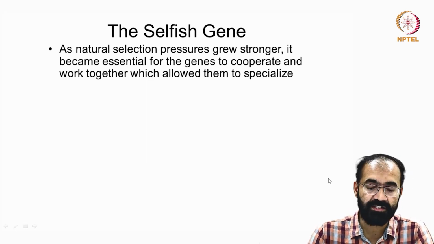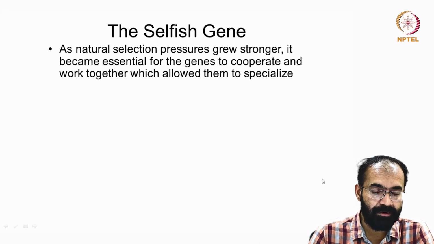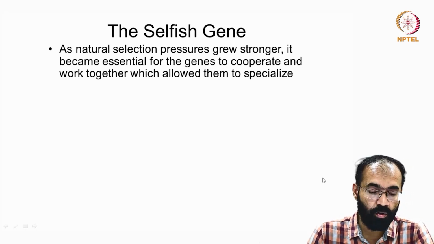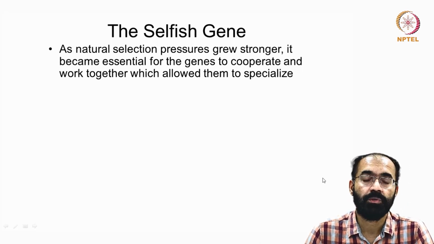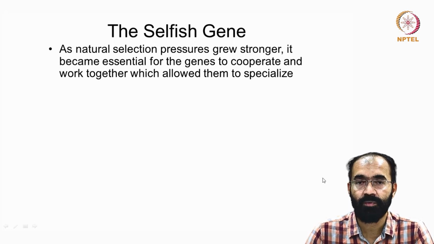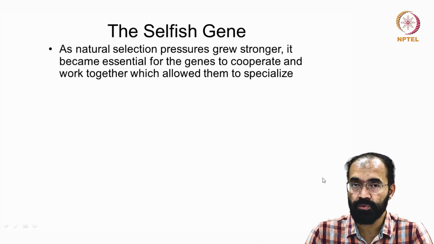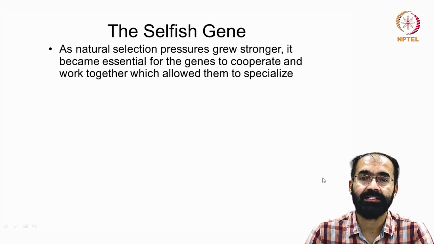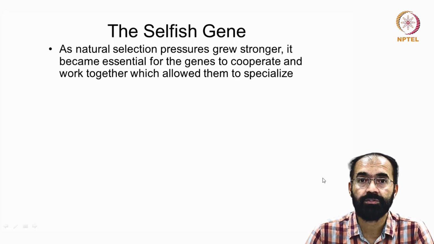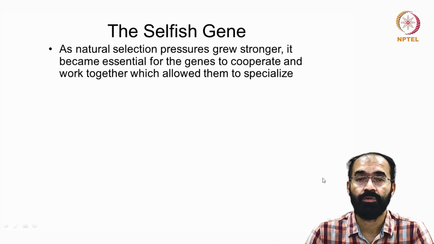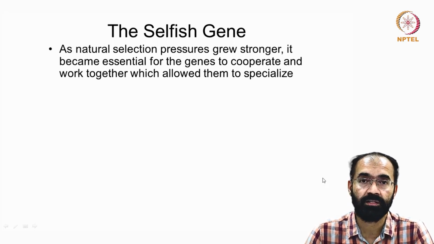As the natural selection pressures grew stronger and stronger, it became essential for the genes to cooperate and work together, which allowed them to specialize. So what we should understand is, when you have property 1, property 2 and property 3, they are put to use for doing one common task. Let us assume a house. In a house, you need to have a cook who is making food, a maid who is cleaning the house, and you also need someone who is bringing the raw material for the cooking.